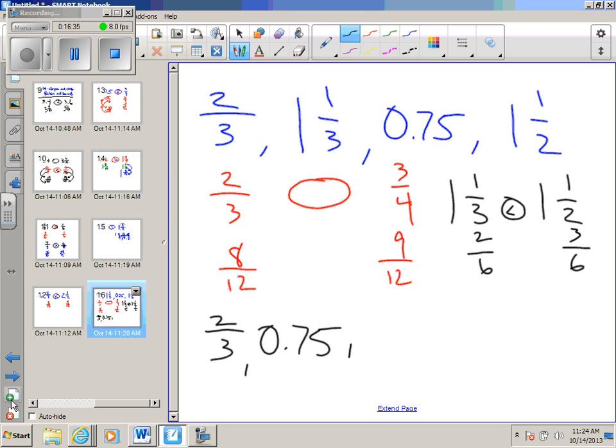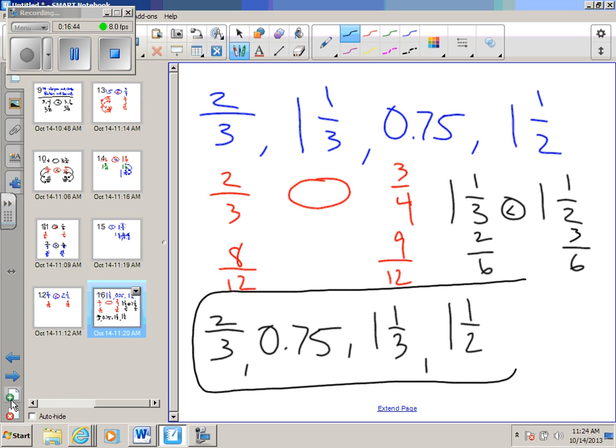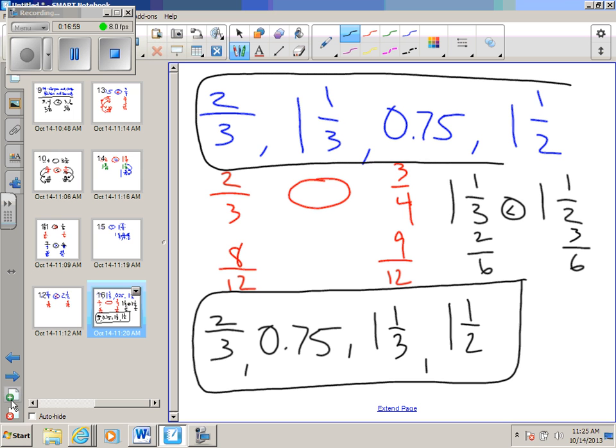So the next one in line, followed by 1 1/2. There is my final order. What else do you notice about the final order? All of those terms are in their original form. What's their original form? The original form is what they came to us as. They're all written the way that I started with them.